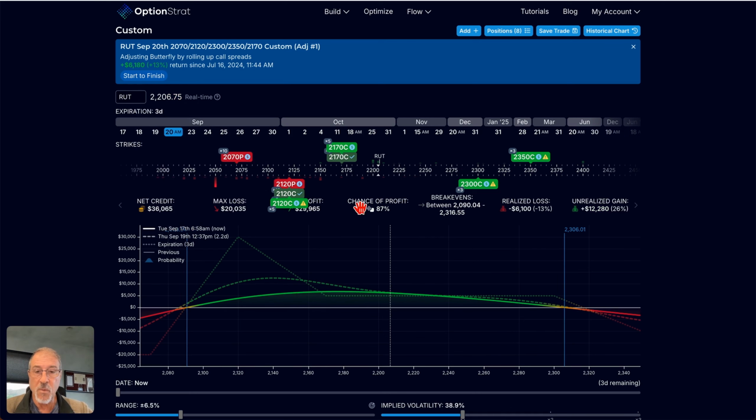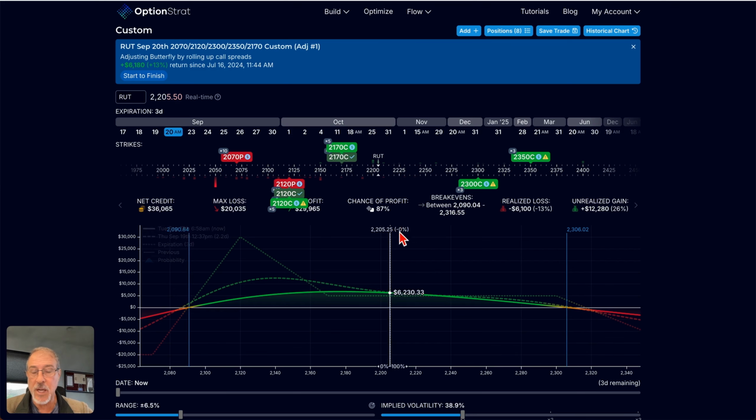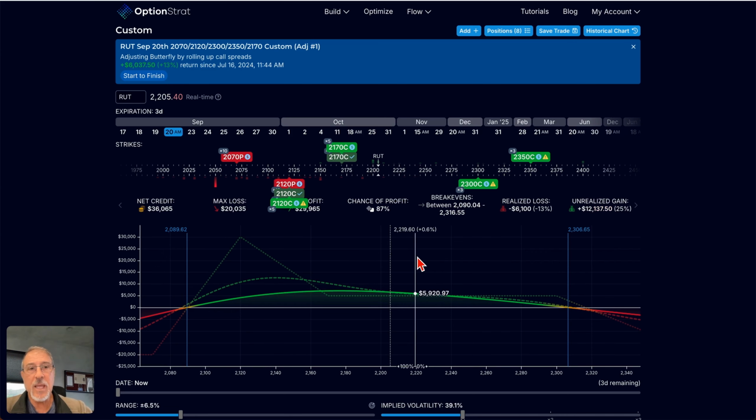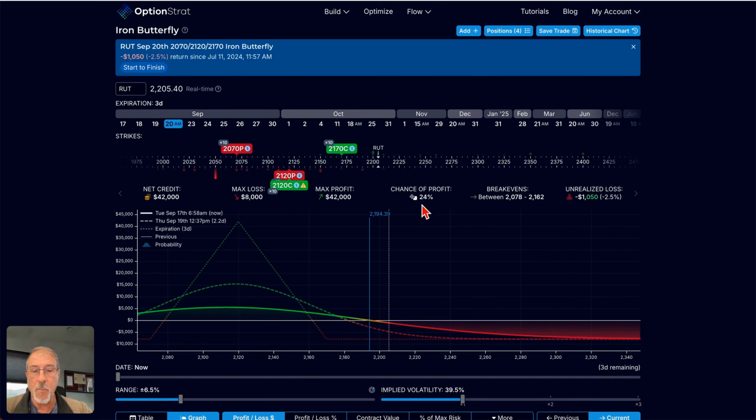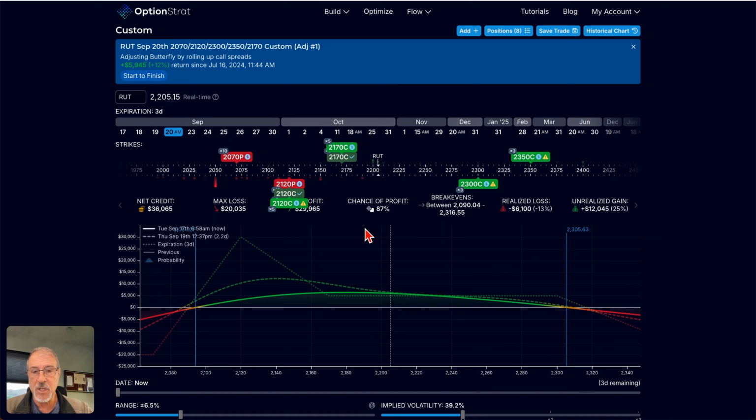I want you to also note right now this butterfly, after my adjustment, has an 87% chance of profit. So again, the key point here being that I do not look at a butterfly when I open it as having only a 24% chance of profit and thinking, oh, that's my chance of profit on this butterfly. No, the butterfly is just my starting point, and then knowing how to adjust it to the upside and the downside is what allows me to get into a position like this that then is hundreds of points wide.